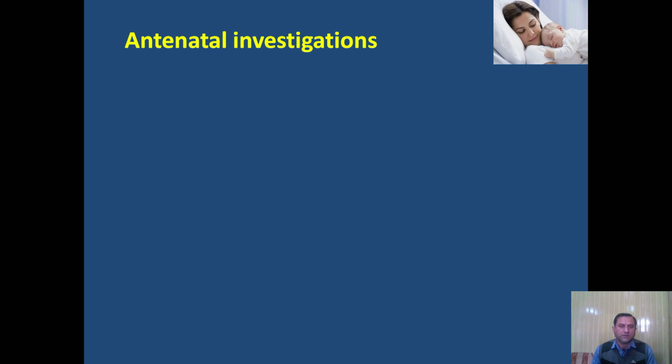Now, as far as the investigations are concerned, there are certain basic routine investigations that can be done, obviously at baseline, as soon as she comes in contact with the system. One is the urine. We examine for albumin, especially with a focus on raised blood pressure, what's called toxemia. Then we examine urine for sugar to rule out diabetes. Next, we rule out any other infection.